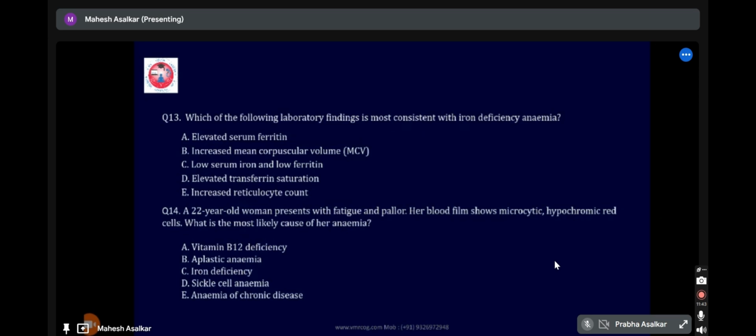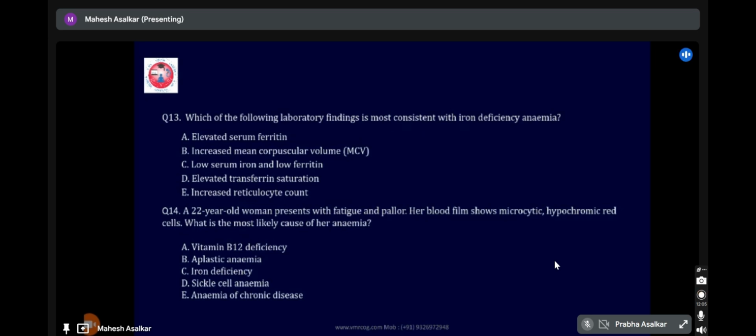Okay, so next question, Dr. Sansi. A 22-year-old woman presents with fatigue and pallor. Her blood film shows microcytic hypochromic red cells. What is the most likely cause of her anemia? Vitamin B12 deficiency, aplastic anemia, iron deficiency anemia, sickle cell anemia, anemia of chronic disease. Sir, iron deficiency anemia.